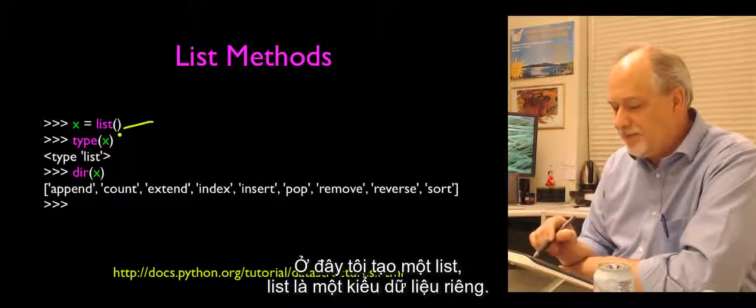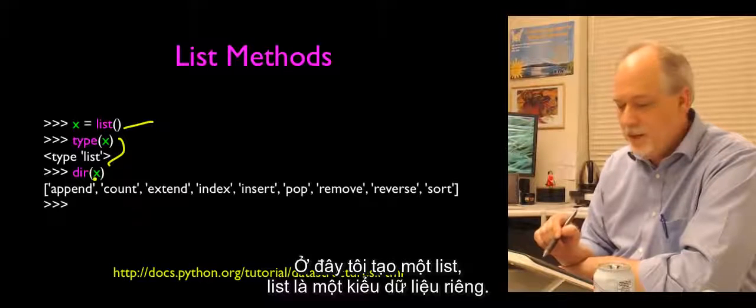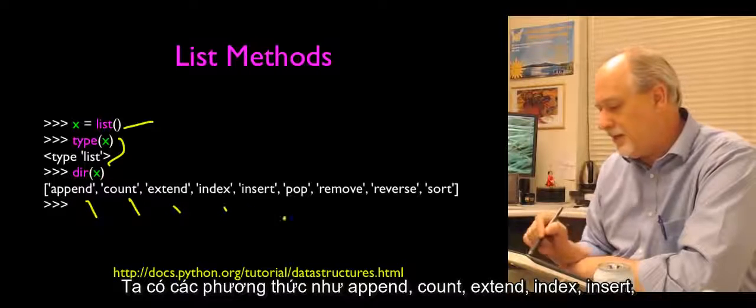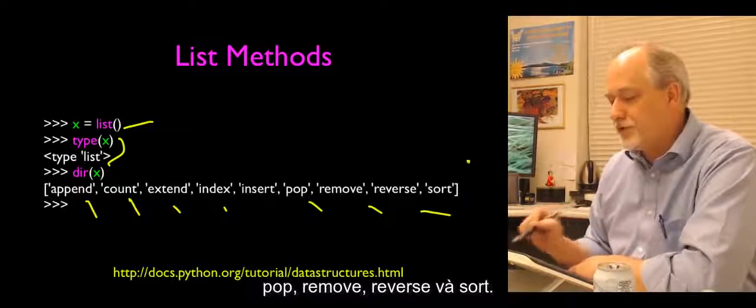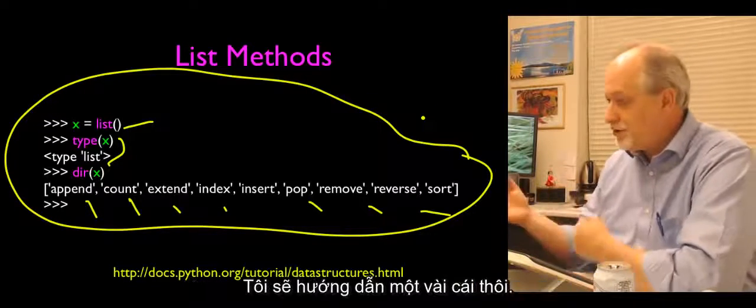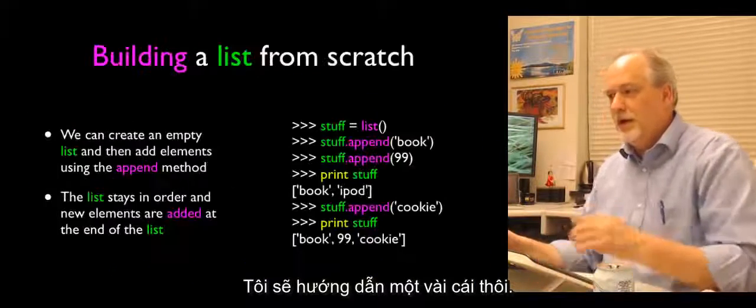So I make a list. List is a unique type. And I say, with dir, what can we do with it? Well, we can append, count, extend, index, insert, pop, remove, reverse, and sort. And then you can read up on all these things. I'll show you just a couple.